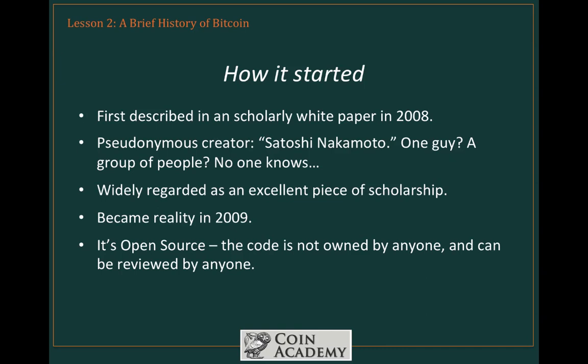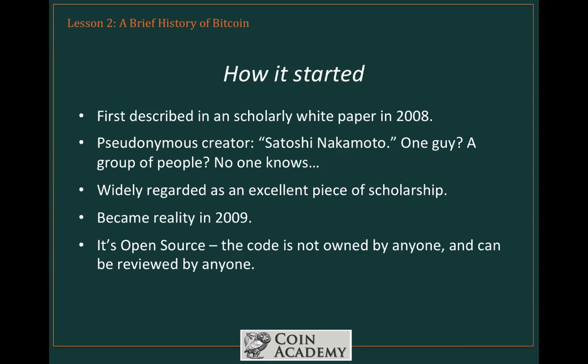Well, it's because what was described was open source. That is, the code is not owned by anyone. It can be reviewed by anyone, it can be copied, it can be used by anyone, it can be implemented on any machine anywhere in the world. Open source is without restriction on use. People can actually make copies of this and create their own currencies based on the Bitcoin system if they want. In fact, several people have done that.